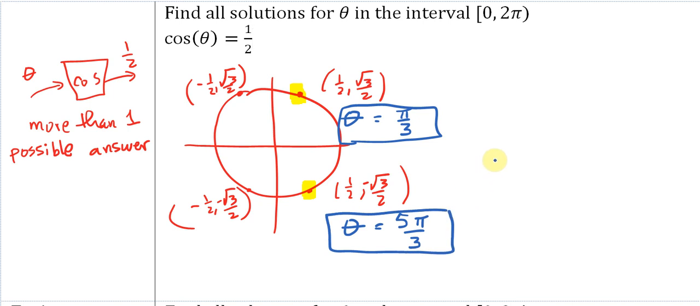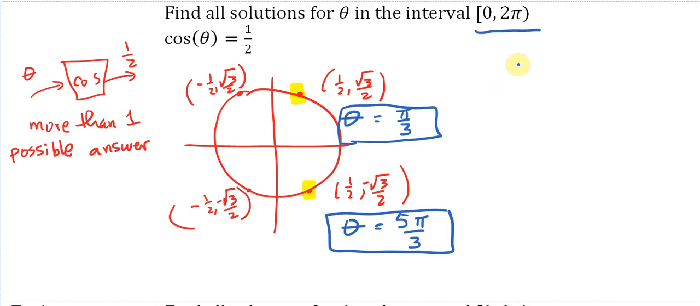Once again, to reiterate, this is a question of understanding the unit circle. Notice here that the interval stops. The interval we're given here is from 0 to 2 pi. There are actually infinitely many different answers, but we only want the answers between 0 and 2 pi.